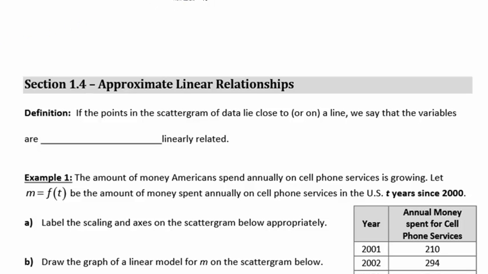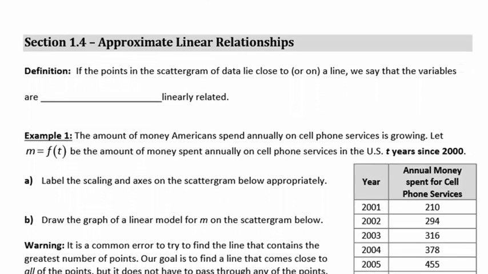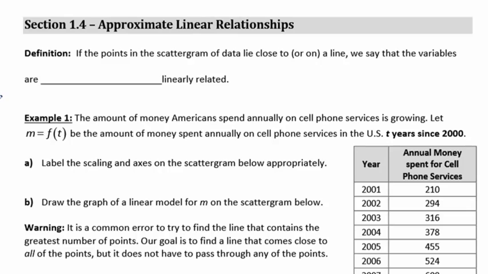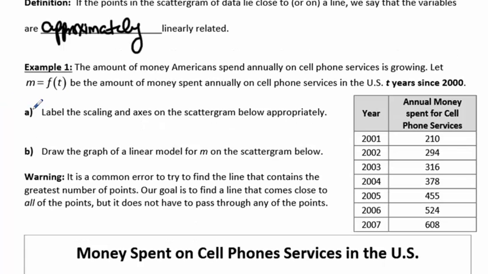Section 1.4 is on approximate linear relationships. Definition: if the points in a scattergram of the data lie close to or on the line, we say the variables are approximately linearly related. In example 1, the amount of money that Americans spend on cell phone services is growing. Let m equal f of t be the amount of money spent on cell phone services in years since 2000.